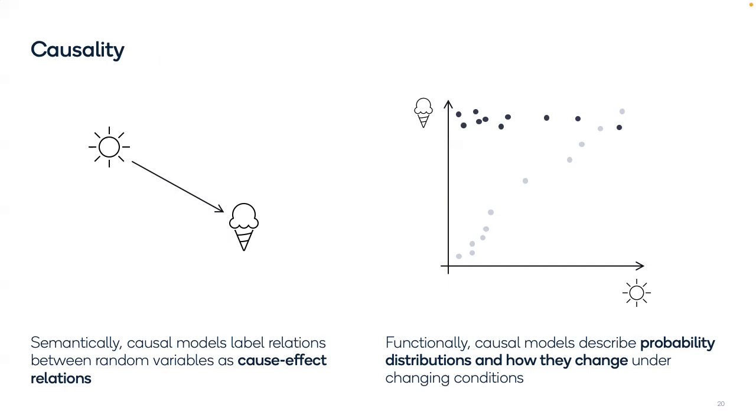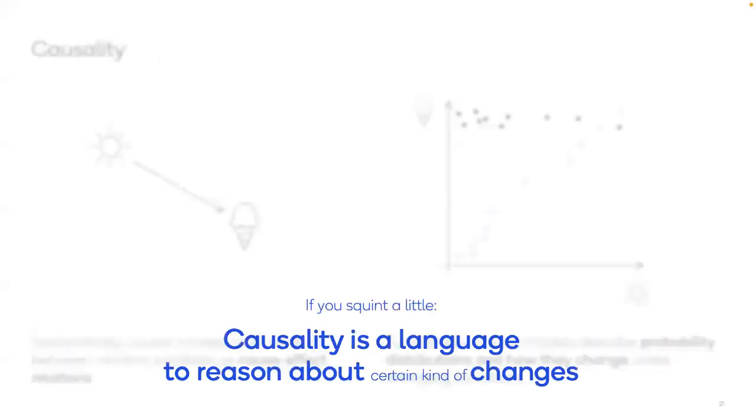So if you squint a little bit, if you take a step back and don't look at the details too much, then I think you could say causality is a language to reason about certain kind of changes. And I think this is really the essence of causal models that also helps you to see when this kind of stuff can be useful.